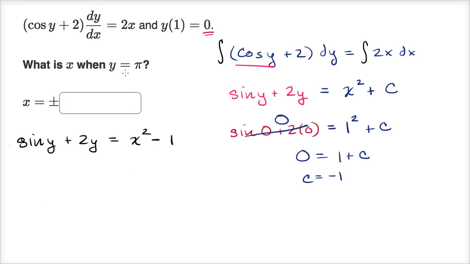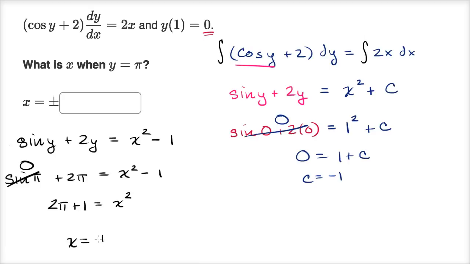And now, what is x when y is equal to pi? So sine of pi plus 2 times pi is equal to x squared minus 1. Sine of pi is equal to 0. And so we can add 1 to both sides, and we get 2 pi plus 1 is equal to x squared. Or we could say that x is equal to the plus or minus square root of 2 pi plus 1. So I would write the plus or minus square root of 2 pi plus 1. And we're done.